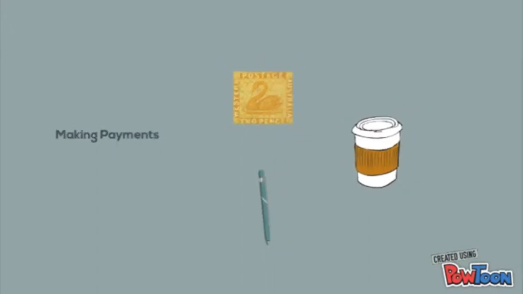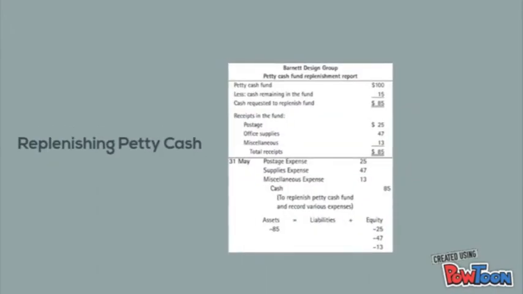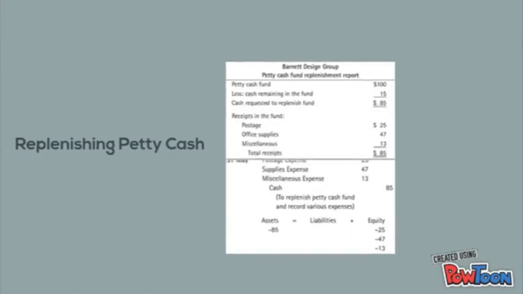On the 31st of May, the petty cash replenishment report is prepared, where cash needed to replenish the fund is subtracted from the original balance in order to decipher the amount needed to replenish the fund. Expenses incurred throughout the month are recorded using their receipts and a journal entry is then made.